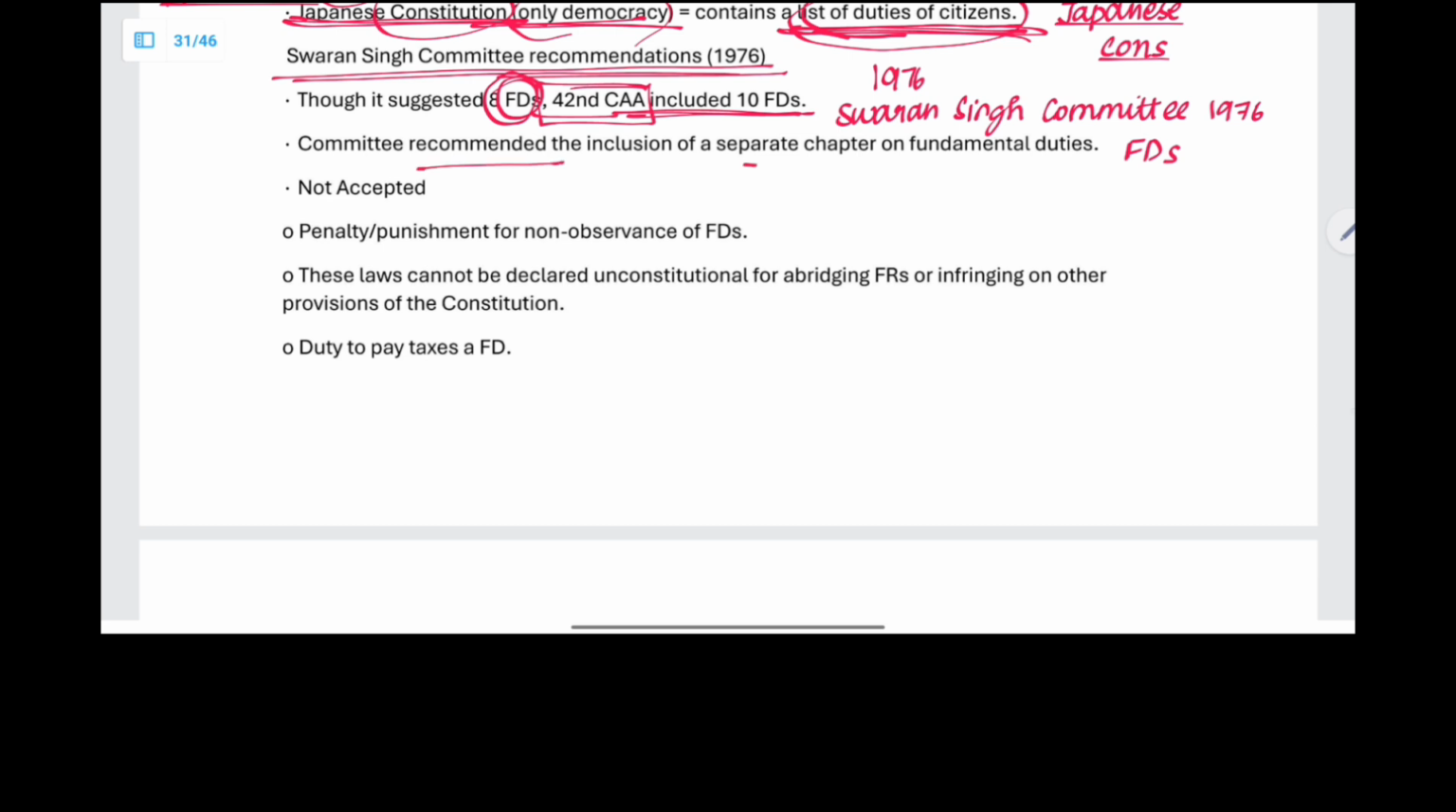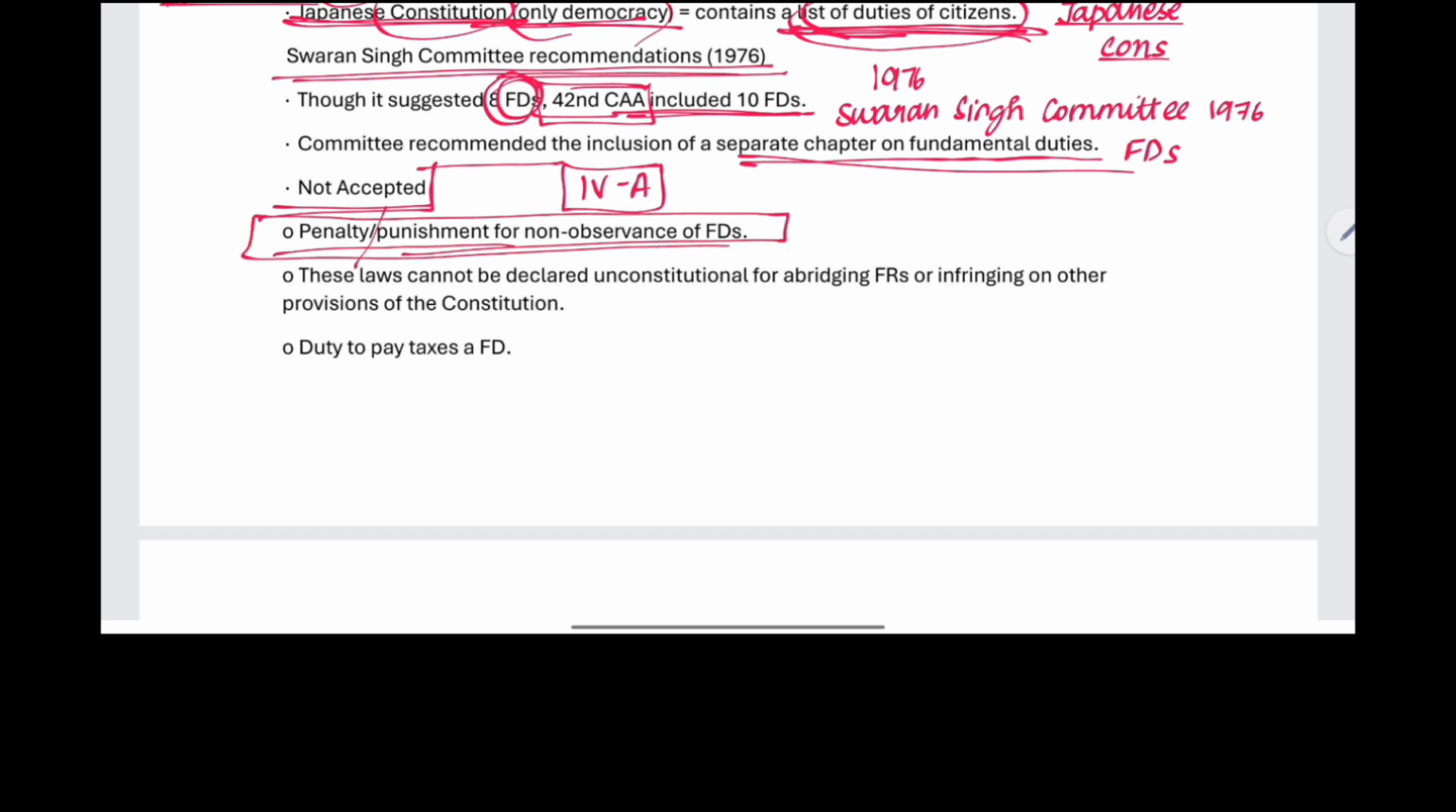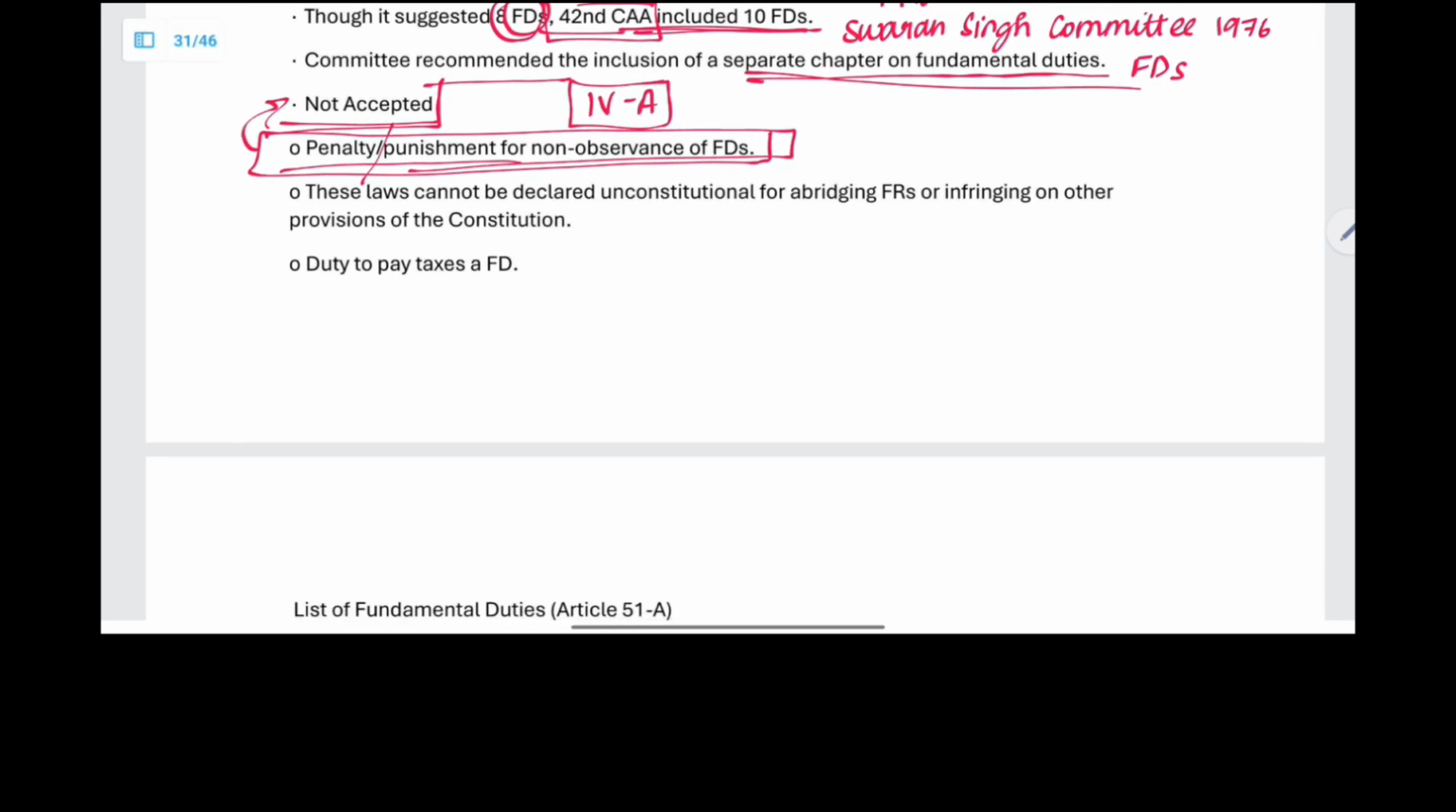The committee recommended the inclusion of a separate chapter on the fundamental duties, but it was not accepted. It was made Part 4A. Penalty or punishment for non-observance of fundamental duties was not accepted. These laws cannot be declared unconstitutional.